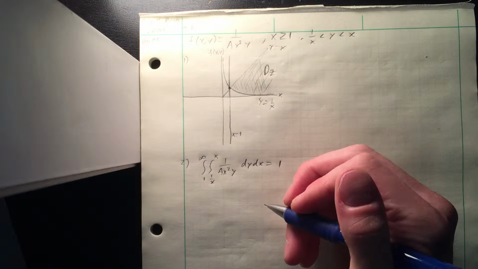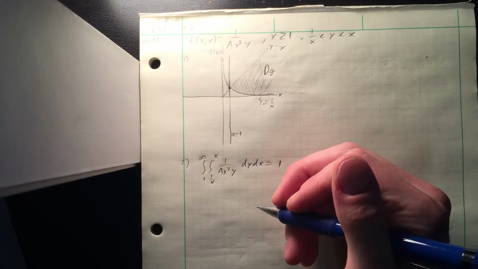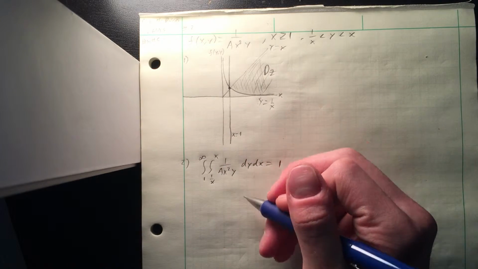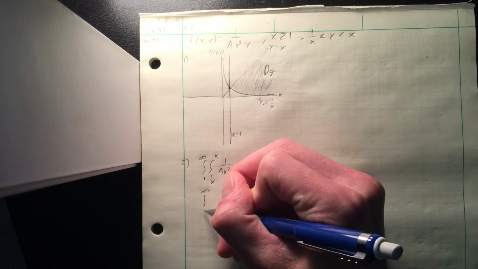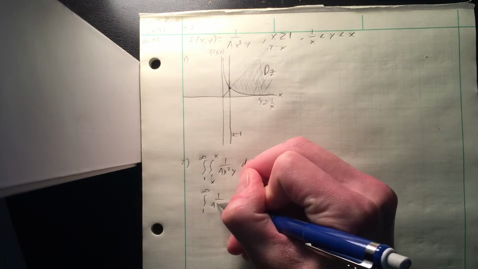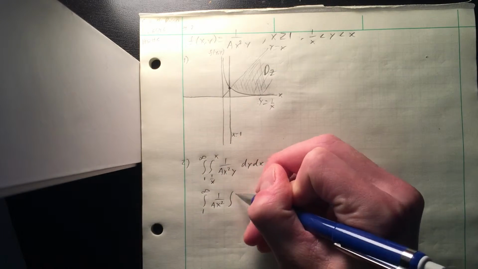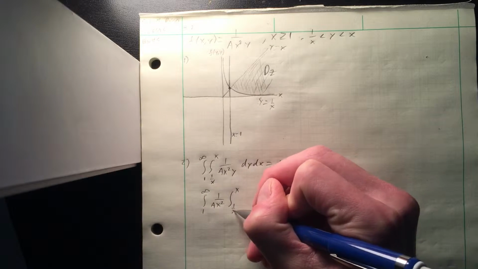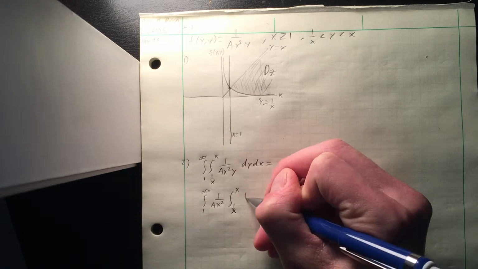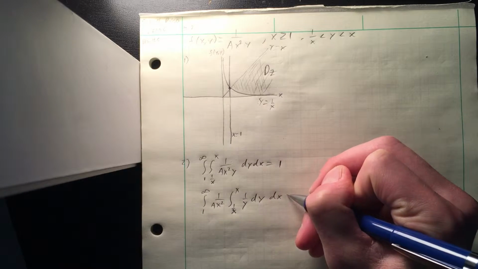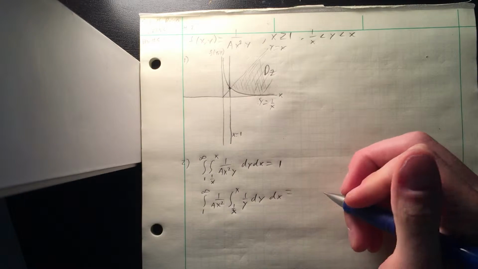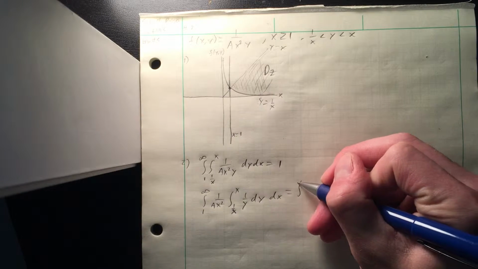So let's start by evaluating the inside and pull everything out that's not dy, and we're left with the integral of 1 over a x squared, integral from 1 over x to x of 1 over y dy dx. And then we can do that math there.